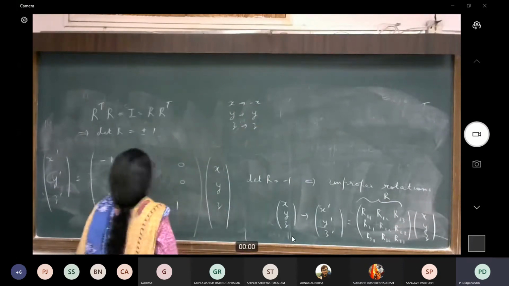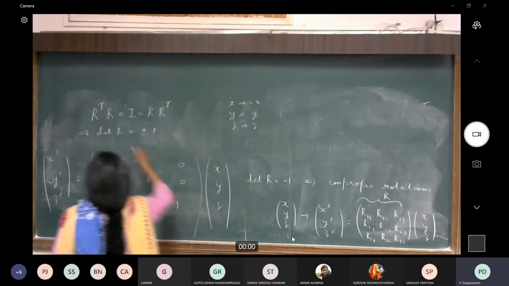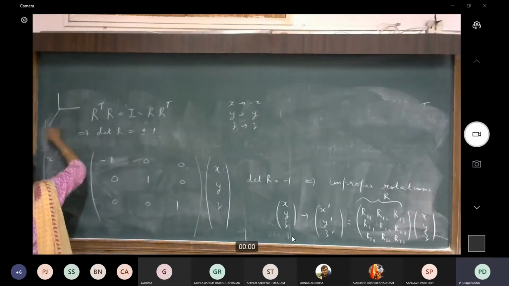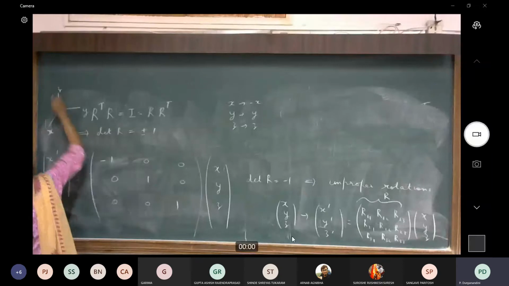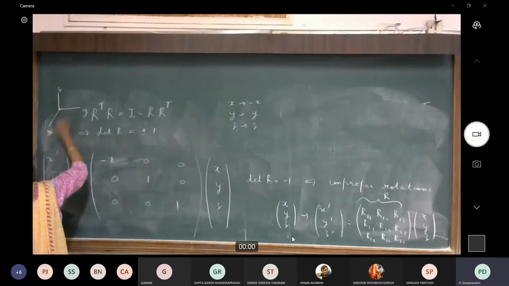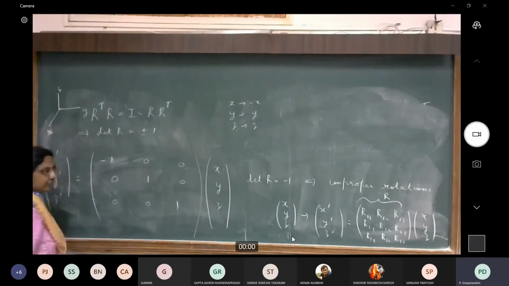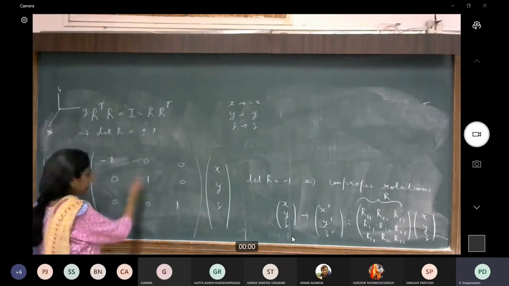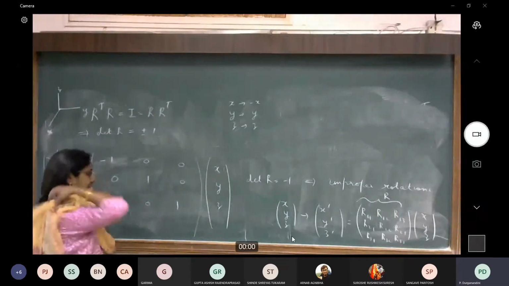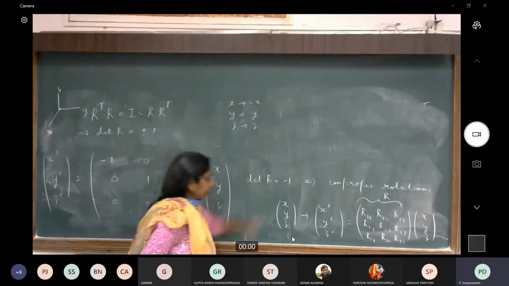Or in other words, if you think about it from your coordinate axis, I'm reflecting the x-axis. I put a mirror here and then take a reflection of my x-axis, so x is going to -x. Okay. So this is one example of a matrix R, a rotation matrix, which is going to have determinant R equal to -1.